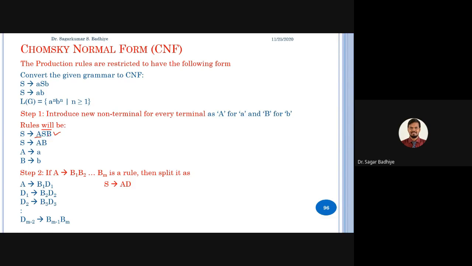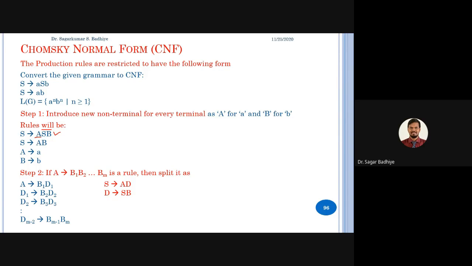Suppose this is Dm, this is Bm, so this will be Bm minus 1 and this will be Bm minus 2. So I have reached this situation, Bm minus 2. So this Bm minus 2 will be D now, right? So D will derive to SB. This would be the rule, right?